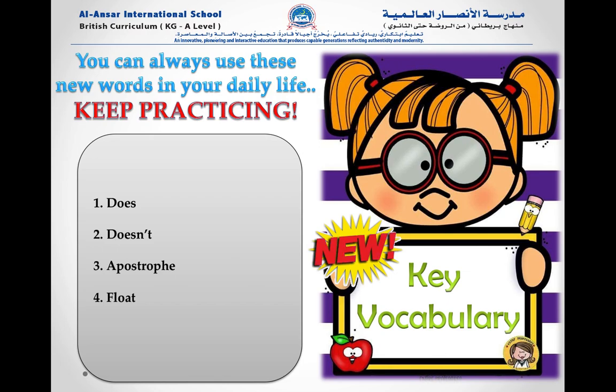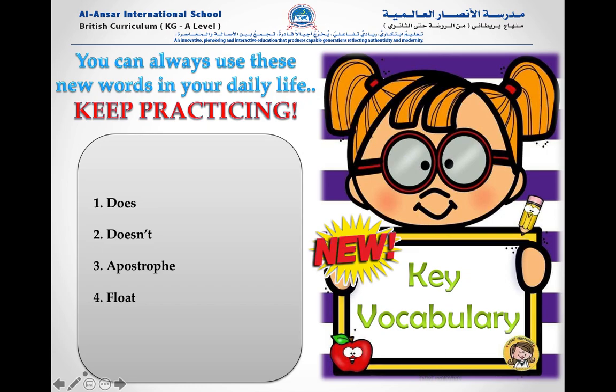Now these are your key vocabulary. I am going to say each word and I want you to say it with me, please. So the first word is does, doesn't, apostrophe, and float. So I am going to say it one more time and I want you to say it with me. Does, doesn't, apostrophe, and float.